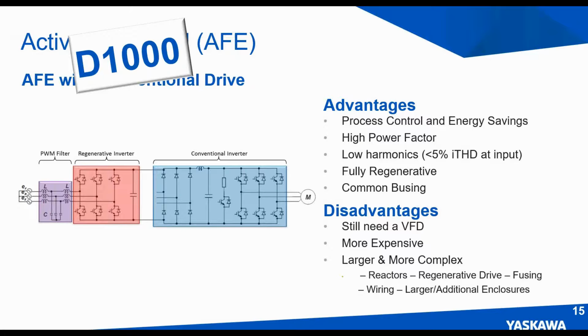However, the D1000 uses a PWM waveform, not a 6-step waveform. That PWM waveform is filtered to keep the input harmonics lower. The D1000 will keep the input harmonics to less than 5% at the input of the drive during rated power conditions. Like the R1000, we still need a drive to run the motor. The added components and wiring make the D1000 package larger and more expensive than the R1000. The ideal use for the D1000 is common bus configurations, but we'll get to that a little later in the presentation.